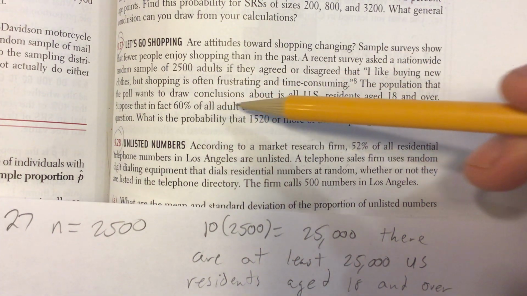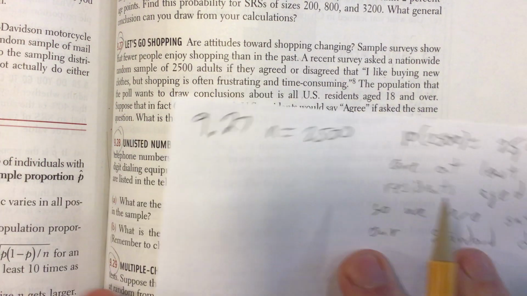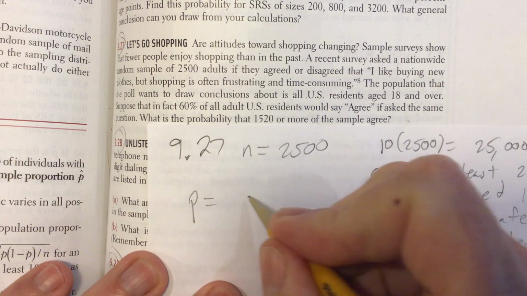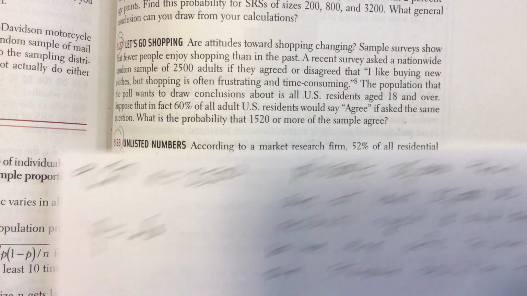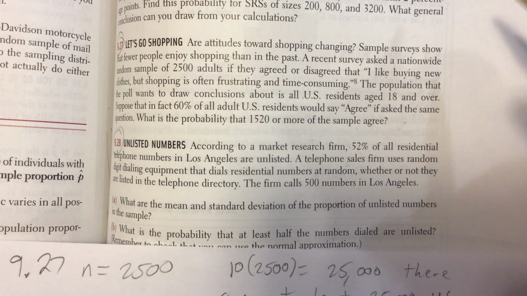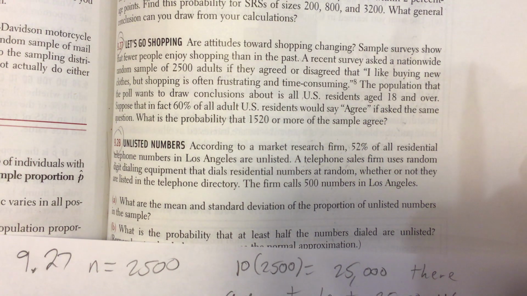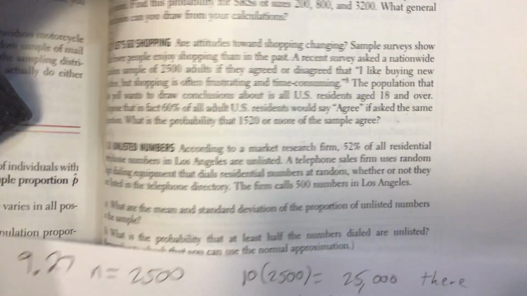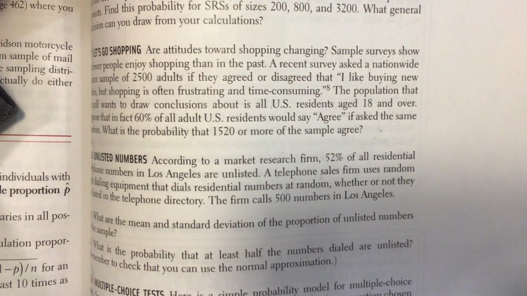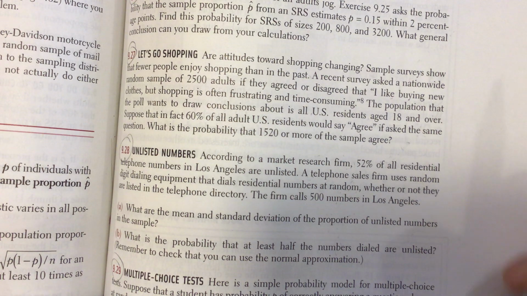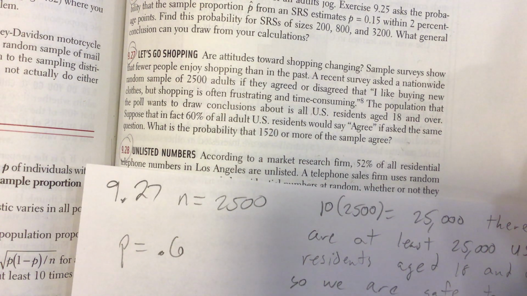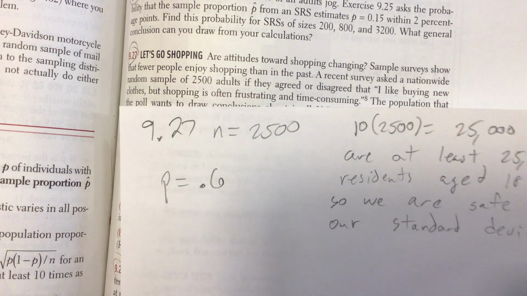All right, suppose that in fact 60% would agree. So they just said, let's pretend that the parameter is 0.6. Okay, what is the probability that 1,520 or more of the sample agree? So this is a binomial question. They really haven't specified that you have to do a normal approximation. So if you want to do a binomial, that would be fine. It would actually be more accurate. But kind of the point here, again, is to practice the whole normal approximation thing. So I'm going to do it that way, even though it's less accurate.